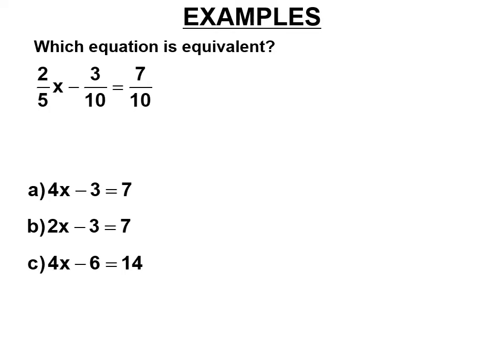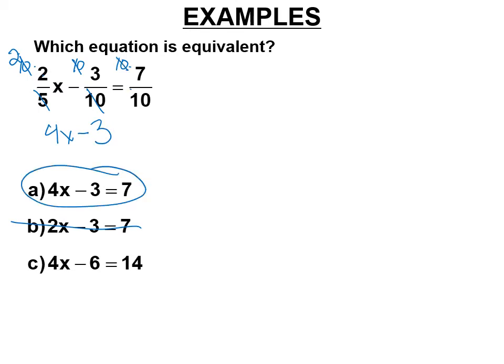All right, so which of these equations is equivalent, right? They have the fractions cleared, so you have to pick one. So we'll multiply everything by 10. The 5 cancels with the 10 becomes a 2. So we get 2 times 2 is 4. All right, so it looks like we're going to start with 4x. It's not b. Then we have minus. This 10 cancels with this 10, and we get minus 3. So it's looking like it's going to be a, but let's double check. This 10 cancels with that 10, and we get 7. Yeah, these two have the same solution. That's called being equivalent.